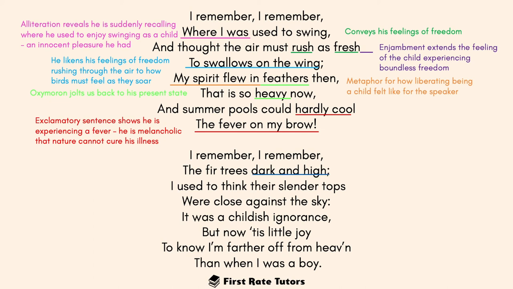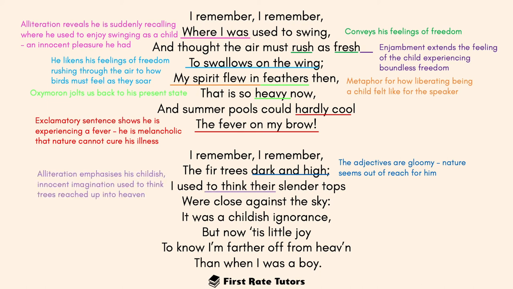In the next verse, they talk about the fir trees, dark and high, and the adjectives here are really gloomy. So nature seems really out of reach for him now that he's become an adult. Then they state, I used to think that slender tops, and the alliteration of T in to, think, and tops emphasizes that as a kid, when they looked at the same fir trees, they used to have this childish, innocent imagination that these trees used to reach up into heaven. Again, showing this freedom they felt as a child.